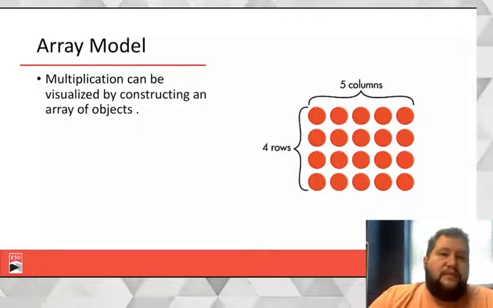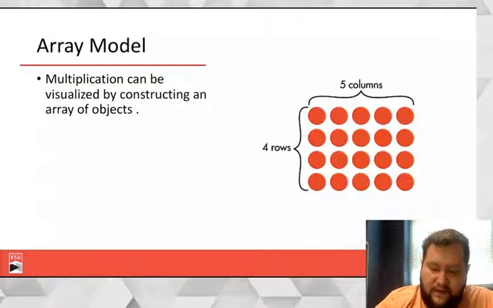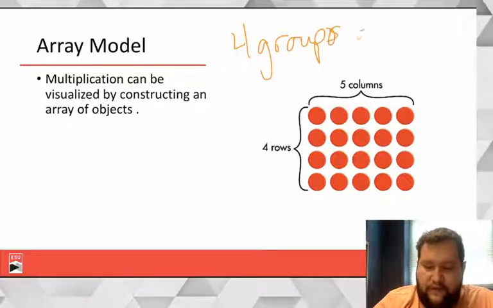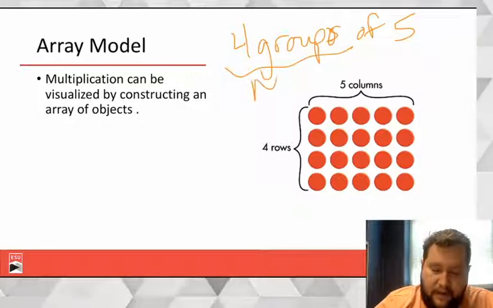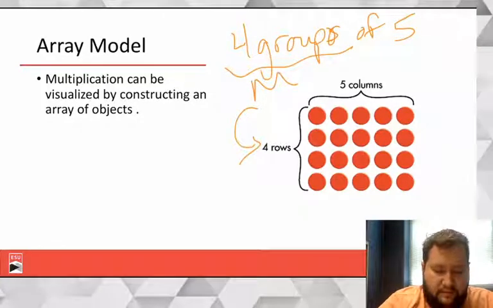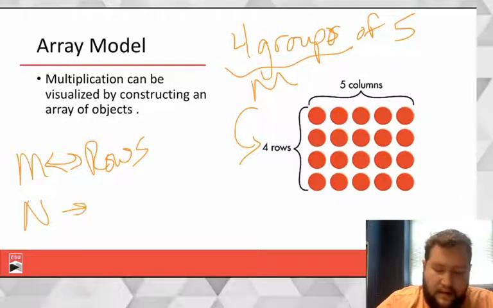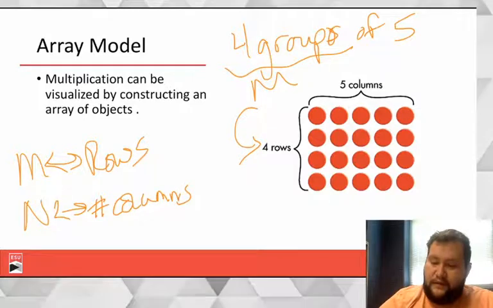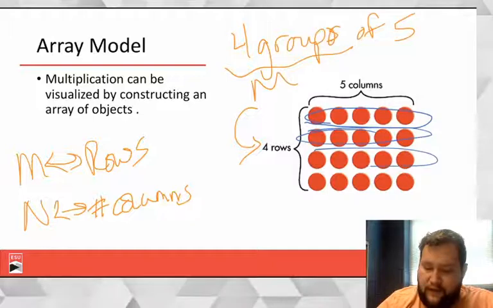Now our array model, multiplication being thought of as an array of objects. So here we still have 4 groups of 5. And so groups are M corresponds to the number of rows. So M and rows go together, and N goes with the number of columns. So in other words, you can think of it this way. We have 4 rows of 5.